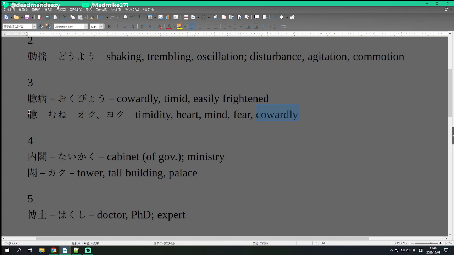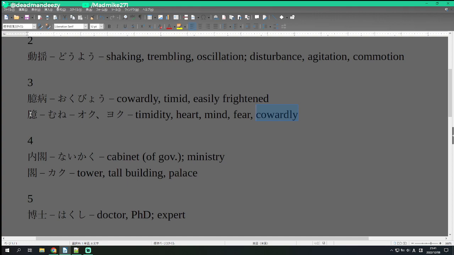Radicals in this kanji are a moon on the left side, and on the right side we have an idea or a thought. If you think of the sun and the moon as kind of the antithesis to each other, you've got the sun being very brave and nice and kind, and the moon being, it's not always out all the time. It's a little bit cowardly. It's a little bit afraid. So timidity, heart, mind, or fear is moon thoughts. Oku, hokani, mune. Oku is timidity, heart, fear, or cowardly.